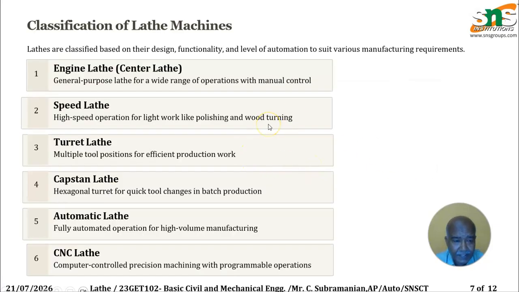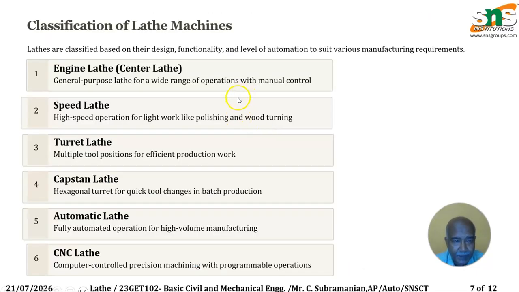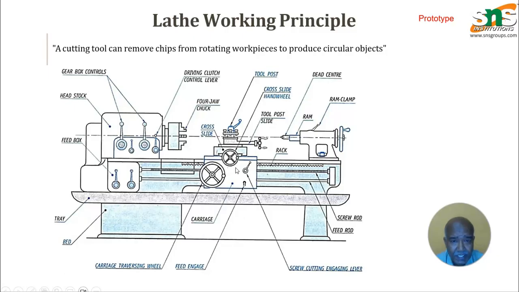Now we see the types of lathes. There are the engine lathe or center lathe, speed lathe, turret lathe, capstan lathe, automatic lathe, and CNC lathe. So this is a view of a lathe. This one is known as an engine lathe, where it is driven by a motor.